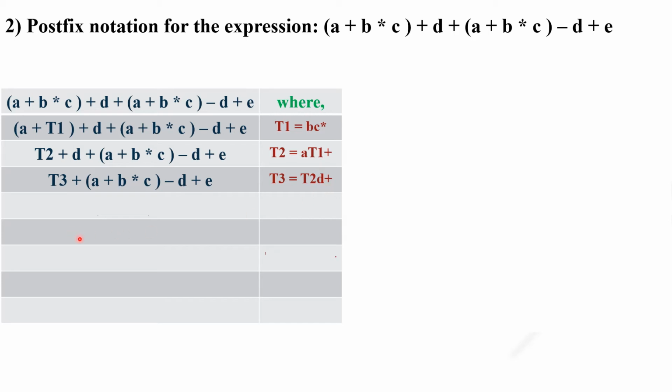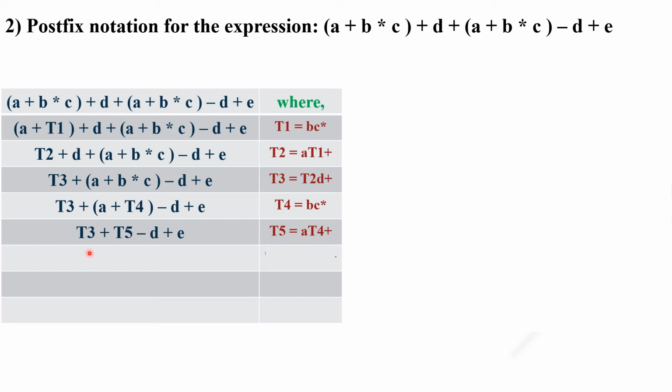So which expression will be next evaluated? This b into c. So instead of this b into c, what do we write? We write T4. Then what is our T4 in postfix manner? T4 equal to bc star. Okay. So the next sub expression to be evaluated is a plus t4. So instead of a plus t4, we write T5. And what is our T5 in postfix manner? A t4 plus. So T5 equal to a t4 plus.